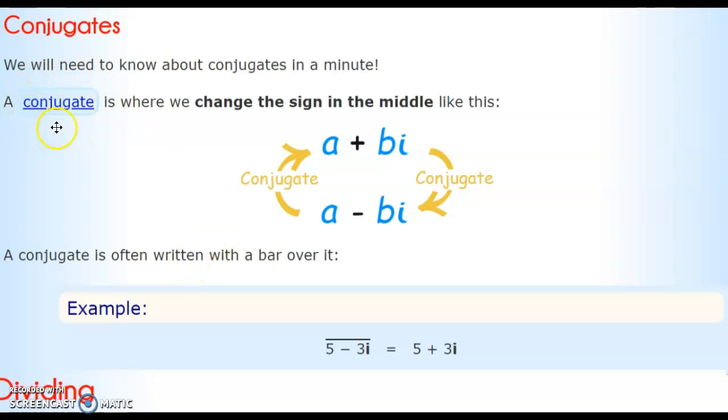Conjugates are an important concept when we talk about imaginary numbers, just as they were when we talked about square roots. A conjugate occurs when we have an opposite sign on our square root, or in this case, on our imaginary piece of our number. So, for example, if we have 5 minus 3i, the conjugate of it would be 5 plus 3i. So the real number is exactly the same. It's the imaginary piece that is the opposite sign.